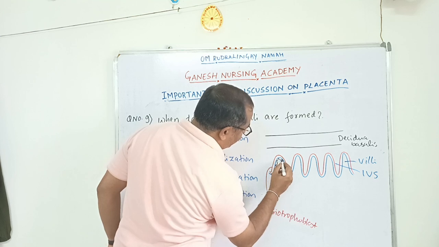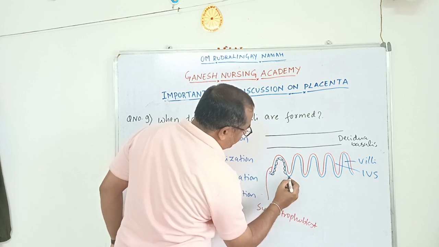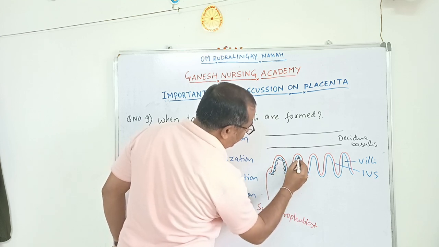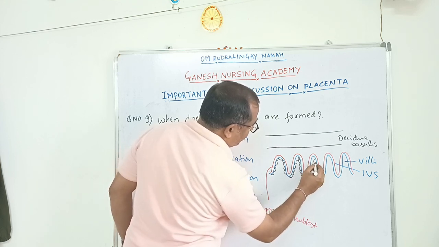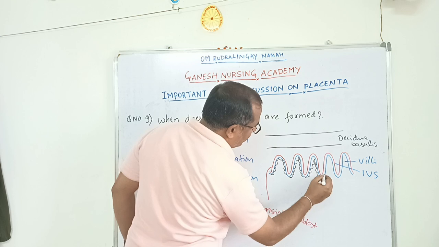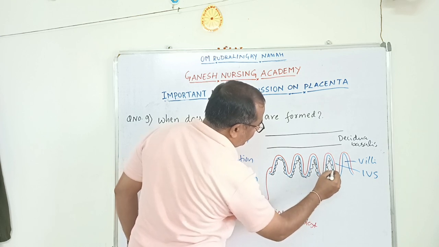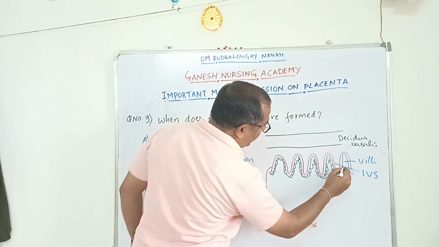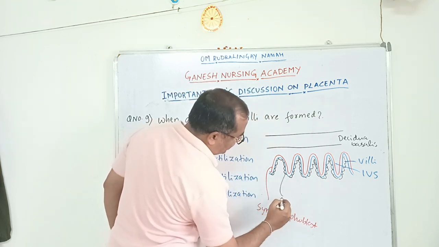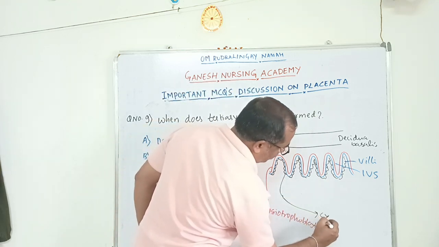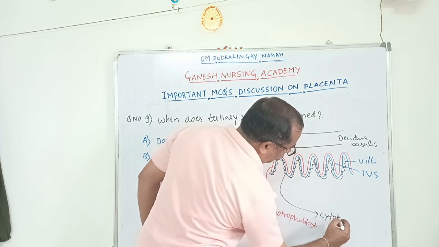Here we have a layer of cells. This layer of cells we call the cytotrophoblast.